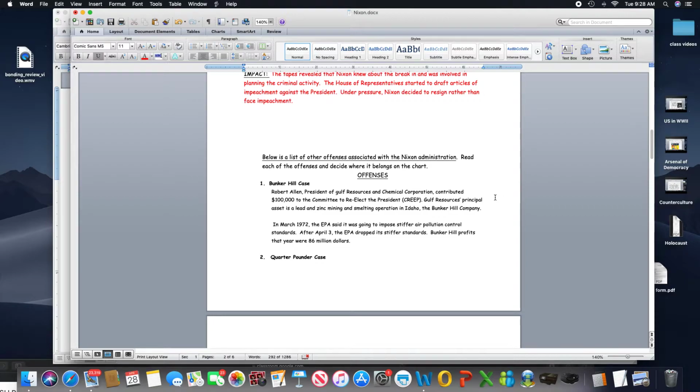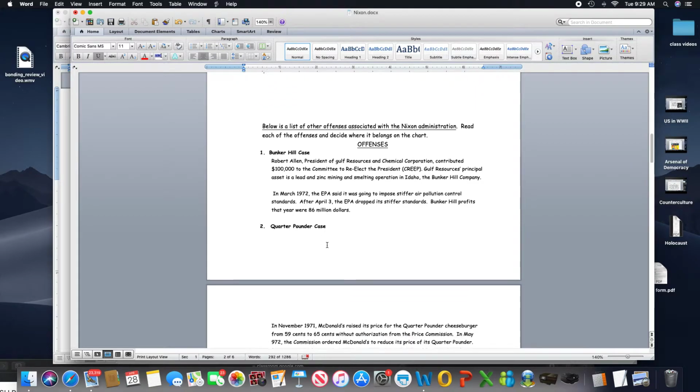So let's just absorb that for a second. They were going to impose stricter standards. The company made a $100,000 donation, and then the Environmental Protection Agency decided to drop its stiffer standards. That's clearly an example of an illegal contribution.